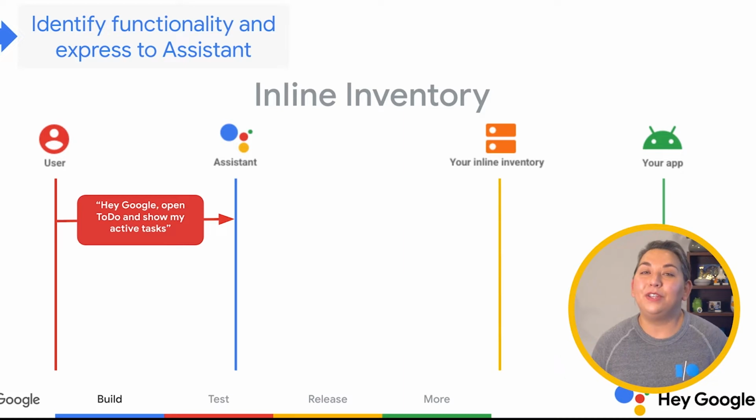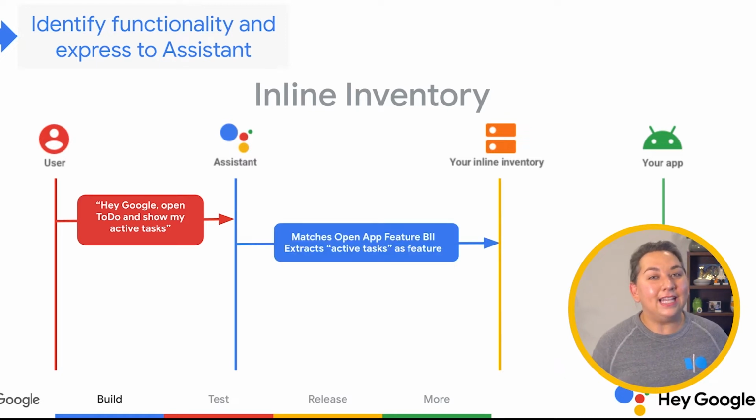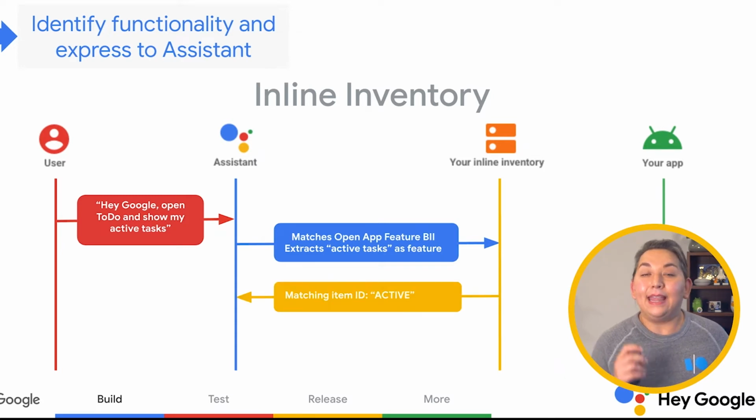So here we have a user saying, "Hey Google, open to-do and show me my active tasks." The system will match the Open App Feature BII and extract active tasks as feature. Feature is a parameter supported by the Open App Feature BII. And then in your inline inventory, it'll look up the value active tasks in your app's configuration and return the unique identifier of active.